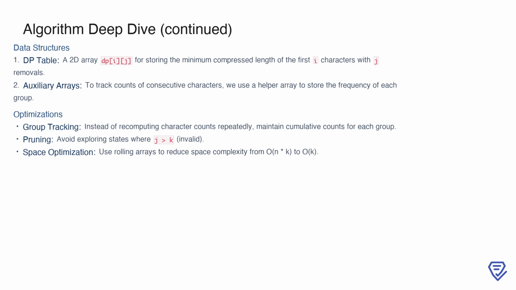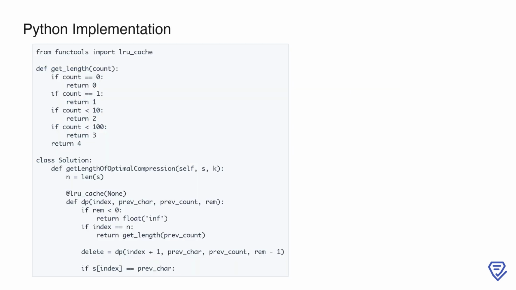Here, we start by importing the lru_cache decorator from the functools module. This will help us optimize the recursive function by caching its results. Next, we define a helper function called get_length that calculates the number of characters required to represent the compressed version of a substring, based on its count. For example, if the count is 0, the output is 0 since the character doesn't appear at all. If the count is 1, only the character itself is needed, so the length is 1. For counts less than 10, we need 2 characters, the letter and the count, while counts less than 100 require 3 characters, and so on.